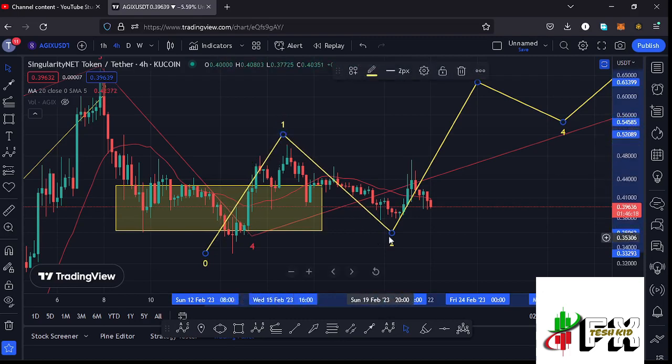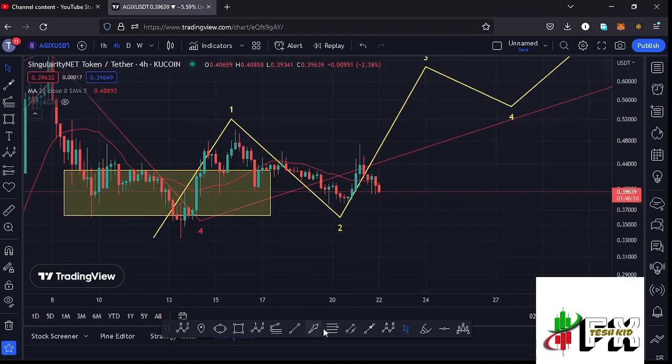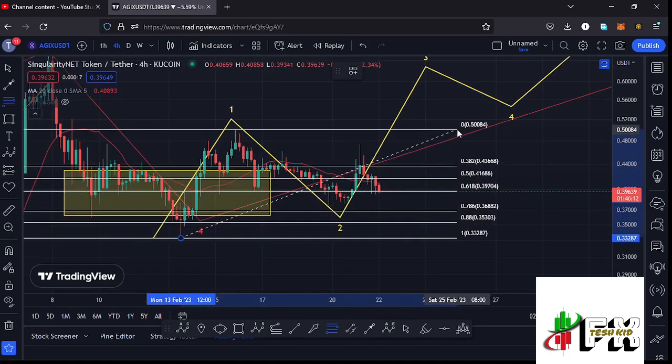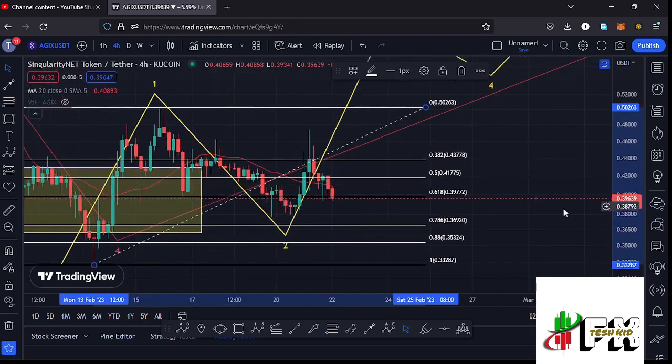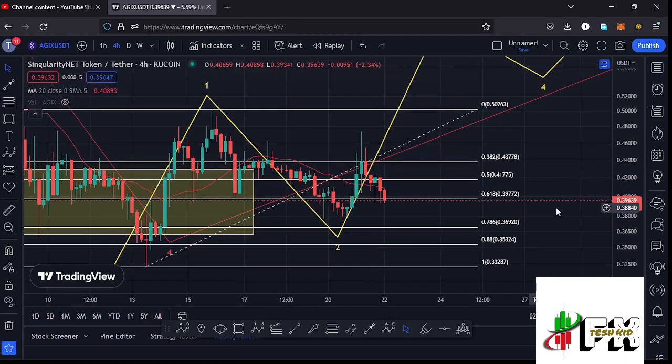Then we saw this corrective structure in the formation of this wave 2, and using the Fibonacci's, connecting them from the low of the first wave to the high of that wave 1, that gave me a minimum retracement area in the formation of that wave 2 between the fib level 0.5 and the fib level 0.618, and I can mark that target area here on the charts like that.